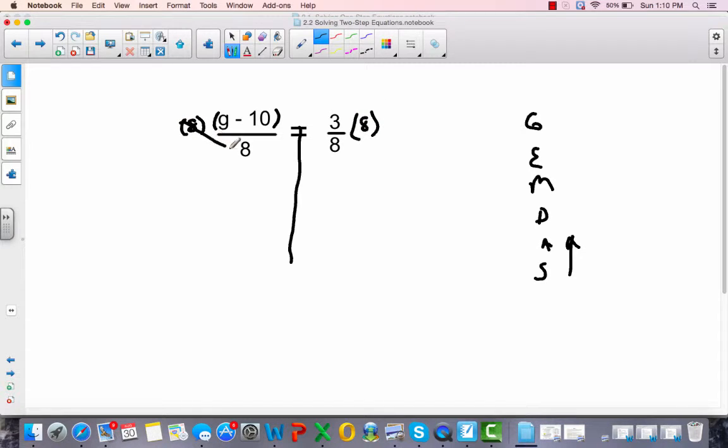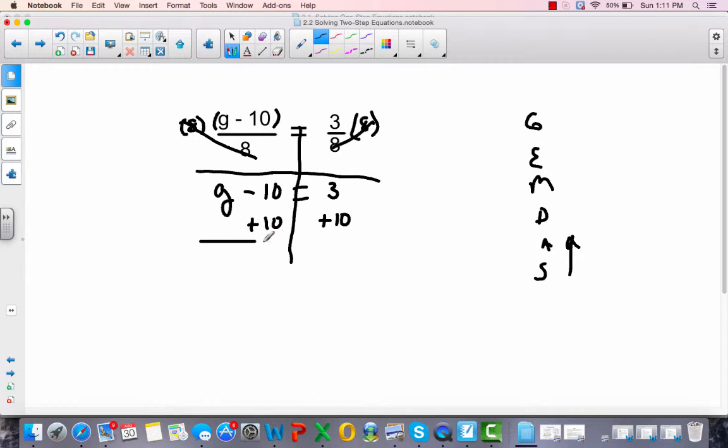That causes this 8 to be canceled out, and you're left with g minus 10 equals, this 8 cancels it out, 3. Now we've got to get rid of the negative 10, so we put adding 10 on both sides. Oh, I didn't draw that line indicating a new step. Slap me on the wrist. Now we draw another line indicating a new step. We've got g. These cancel each other out, and we're left with g equals 13.